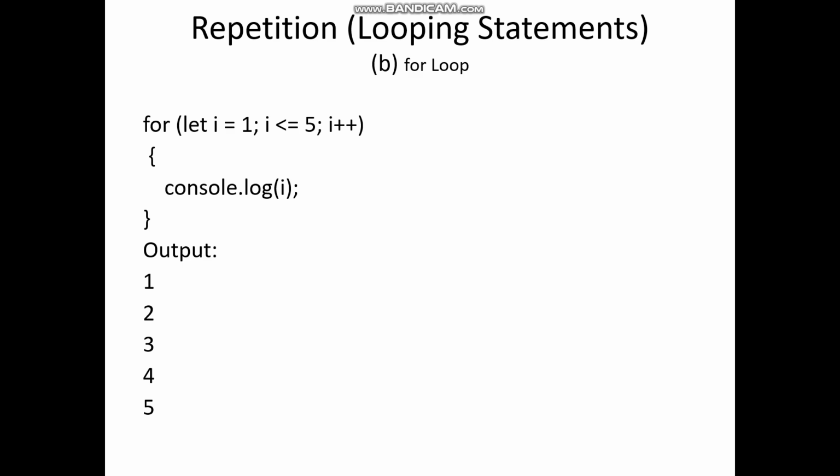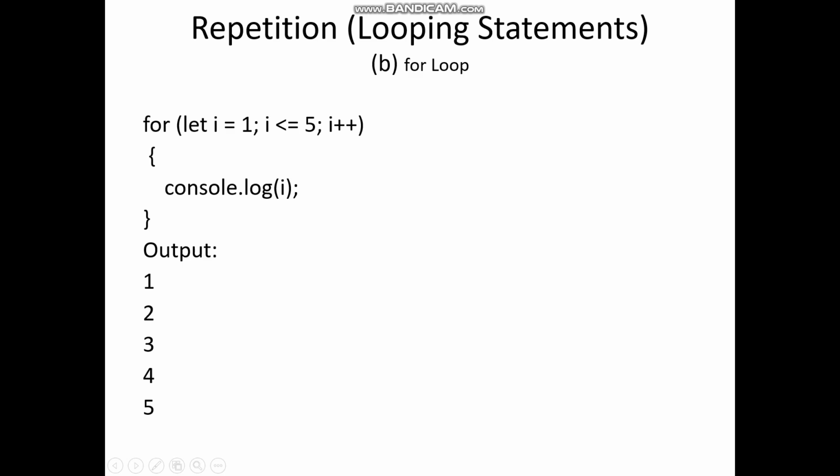For example, if we want to print numbers from 1 to 5, we can write a for loop where we start from 1, check if it is less than or equal to 5, and then increase the value by 1 each time. The for loop is very useful when we are working with arrays or when the number of repetitions is already known. So after this looping, the output 1, 2, 3, 4, 5 will be printed.